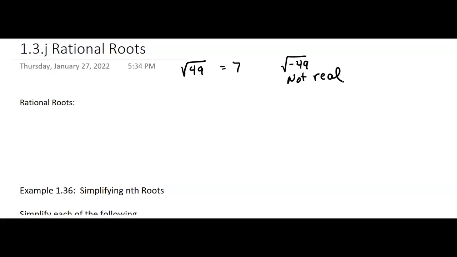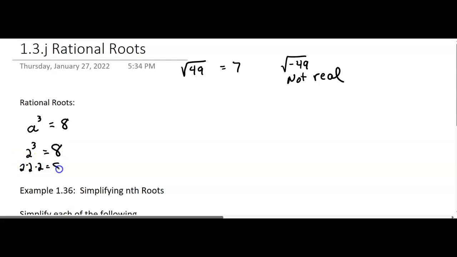So let's say you have a cubed equals 8. What we're saying is there's some number out there, a, that times itself three times would equal 8. And there is: 2. 2 to the third power is 8. 2 times 2 times 2 is 8. So back up here, if you're trying to find a, you're saying what is the cubed root of 8? And the cubed root of 8 is 2.